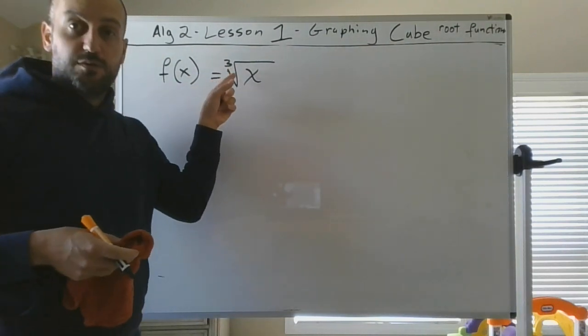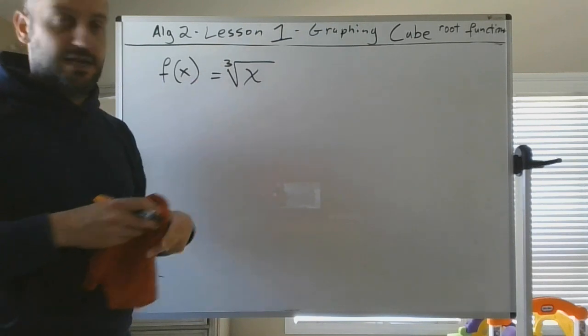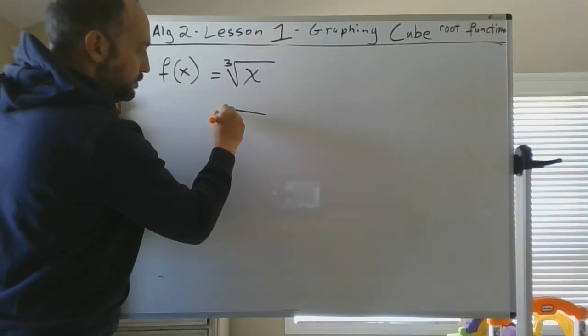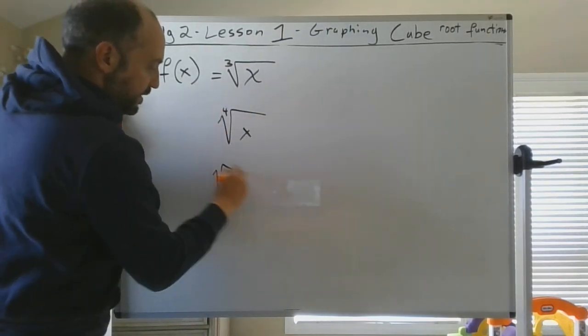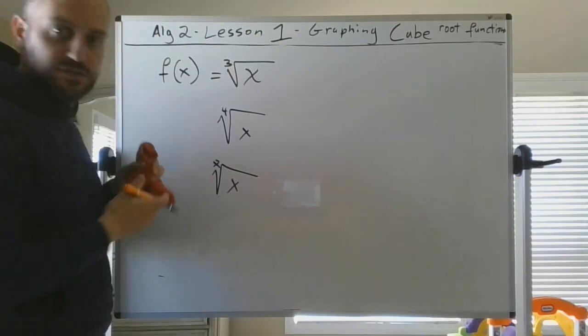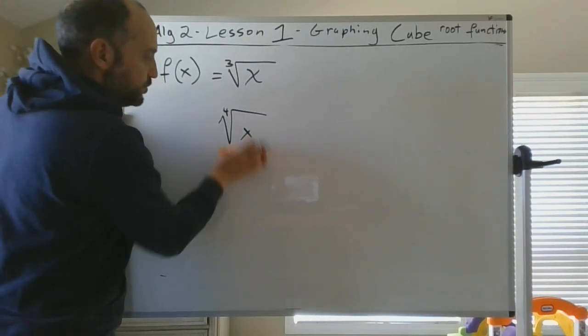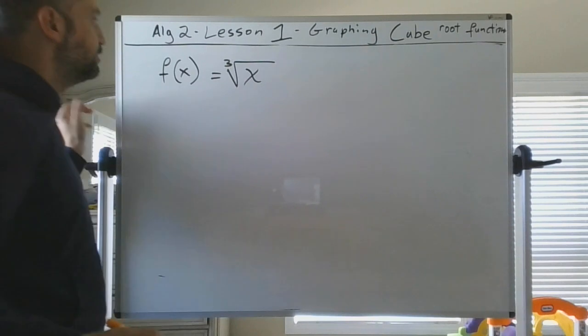But since it's not a square root, I don't want square root, I want a cube root, I'm going to put that. If I wanted a 4th root, I'll put that. If I wanted a 7th root, I put that, so on and so on. Okay, but for now, we're just doing cube root, okay?